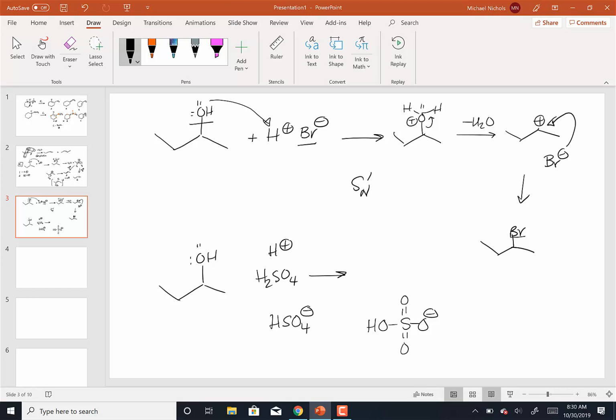We also need, with either of these reactions, a little heat to go with this reaction. And heat is sometimes abbreviated with a triangle. So when you see a triangle in organic, it means heat. Okay. So if I use sulfuric acid, it is going to do dehydration.